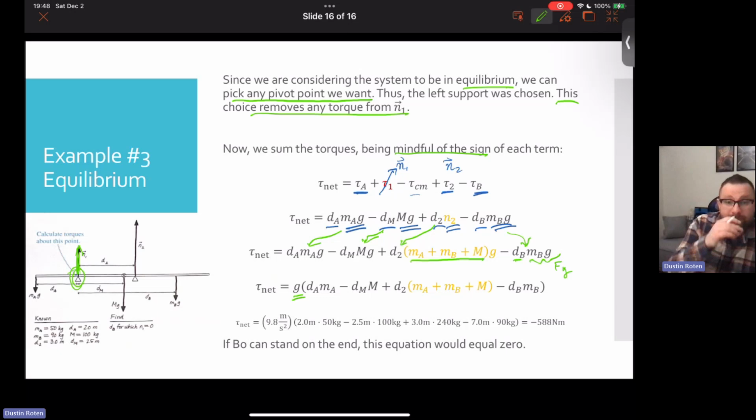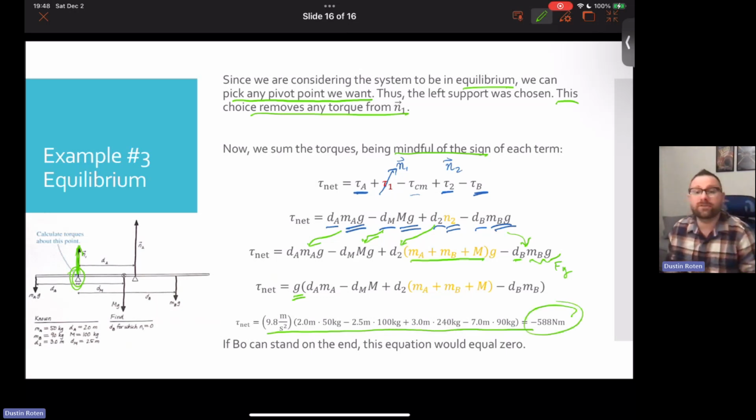I'm just going to plug in all these values because I know them, and see what we get. So it turns out, after I plug in all of this and carefully do the calculations, I get a torque of negative 588 Newton meters. So if Bo could stand on the end, this equation would equal 0. But since it doesn't equal 0, he would tip it. So he actually can't stand on the end.